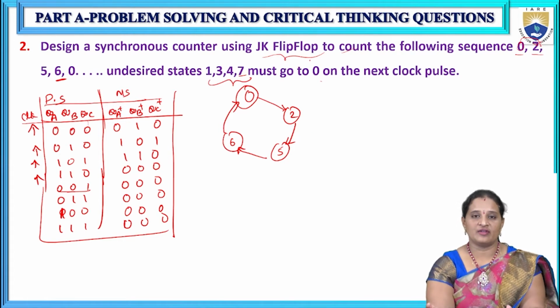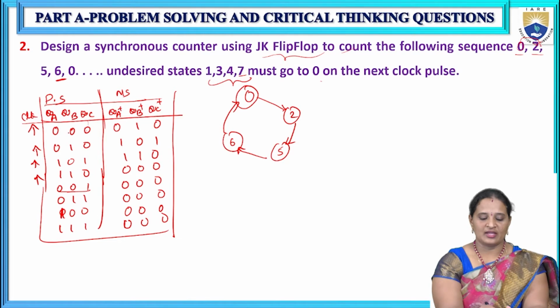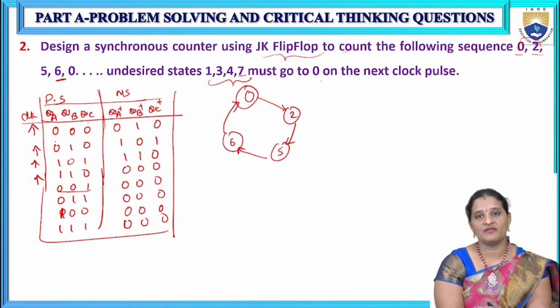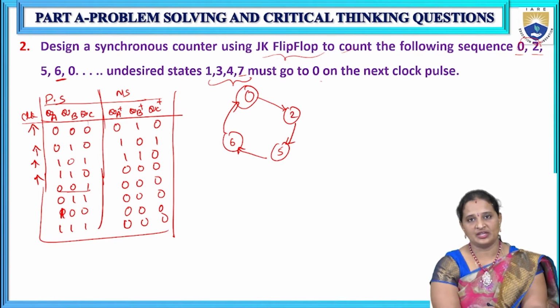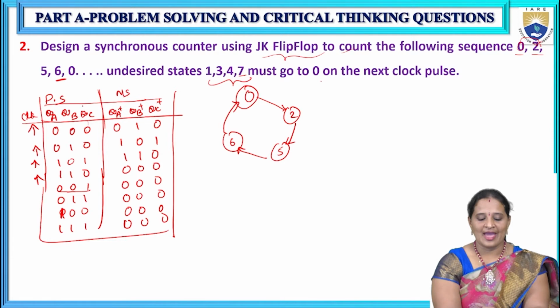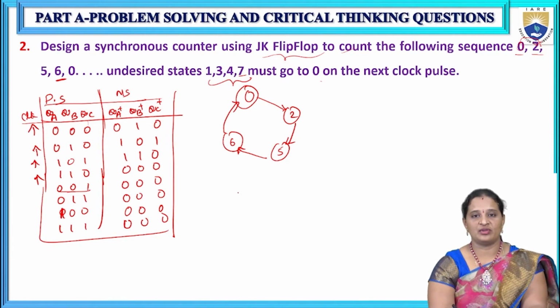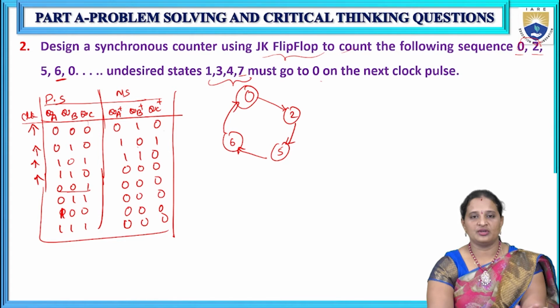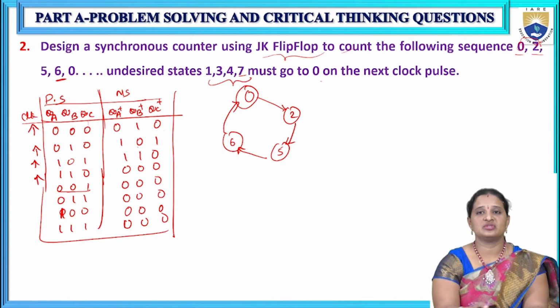Now take the JK flip-flop excitation table and implement the Boolean function for the next state in terms of the present state. Then derive the simplified Boolean expression for QA plus, QB plus, QC plus using K-map, and finally implement the logic circuit using the flip-flops. Okay, so this is the procedure.